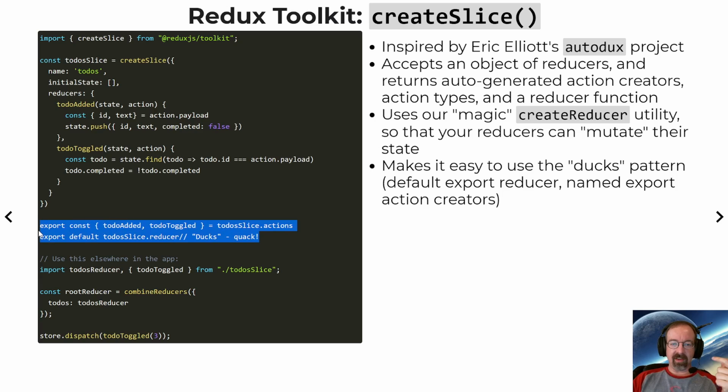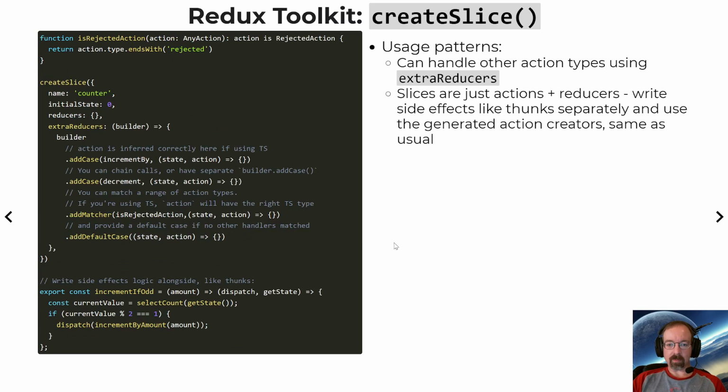And this makes it really easy to organize your code using the single file ducks pattern, where we have named exports for the action creators and then a default export for the reducer. createSlice also has the ability to handle other actions that were defined outside of itself, such as from thunks or other action creators. And it actually gives you some pretty powerful capabilities for matching against different actions as well.